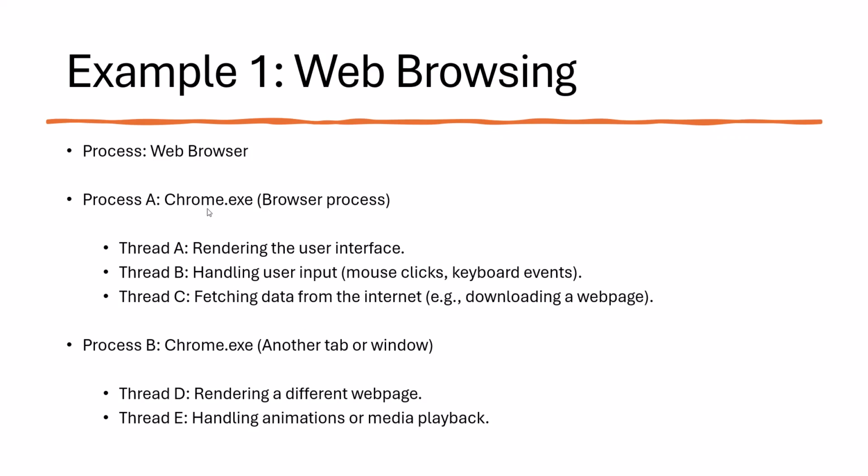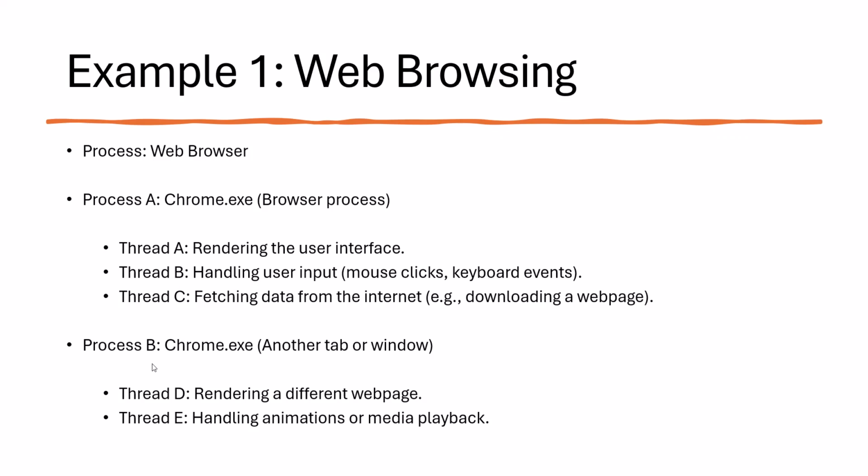And in Chrome, there is one thread for rendering the UI. There is another thread for handling the user input. If I am typing something in my Chrome search bar, that is another thread, like mouse clicks or keyboard events. And thread C will fetch the data from the internet, like downloading the web page. So this is another thread. Likewise, this one process has multiple threads.